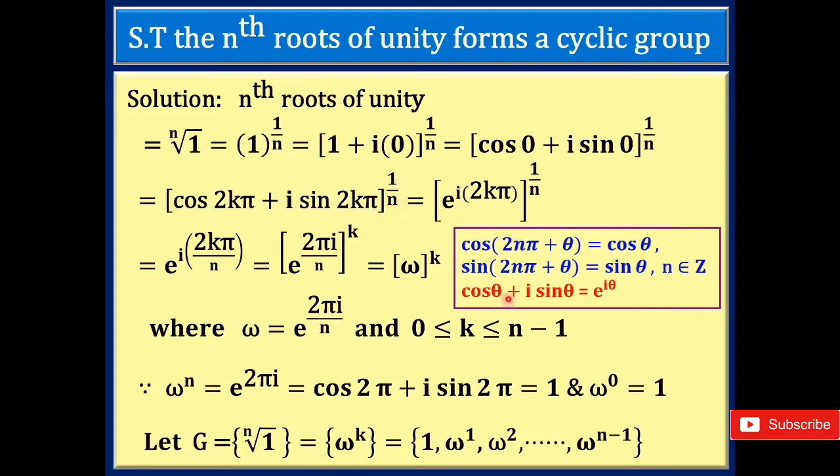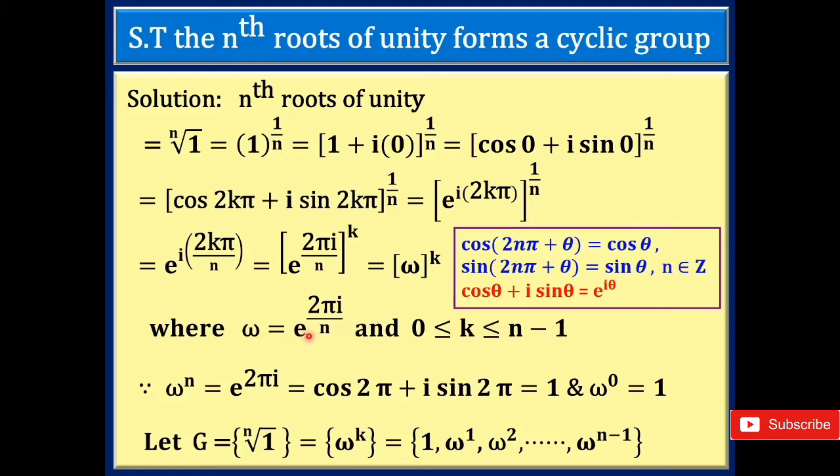By using De Moivre's theorem on complex numbers, cos theta plus i sin theta is equal to e power i theta, that is equal to (e power i into 2k pi) whole power 1 by n. That is equal to e power i into 2k pi by n, that is equal to (e power 2 pi i by n) whole power k. Since (a power m) whole power n is equal to a power mn, that is equal to omega whole power k, where omega is equal to e power 2 pi i by n and 0 less than or equal to k less than or equal to n minus 1.